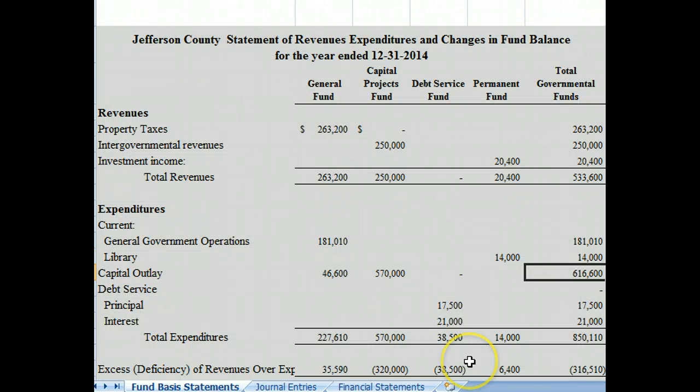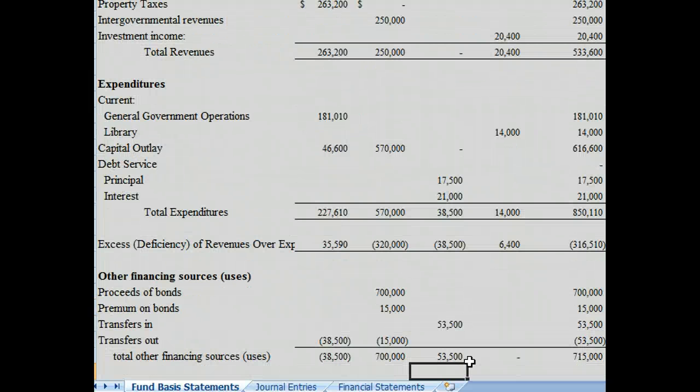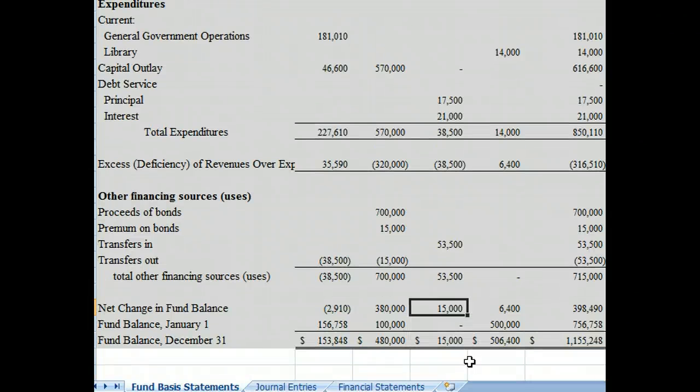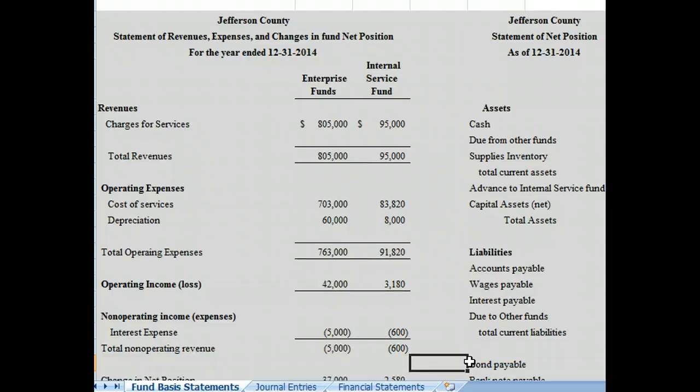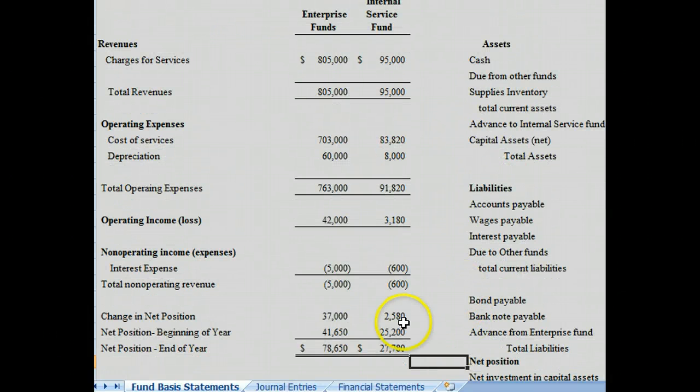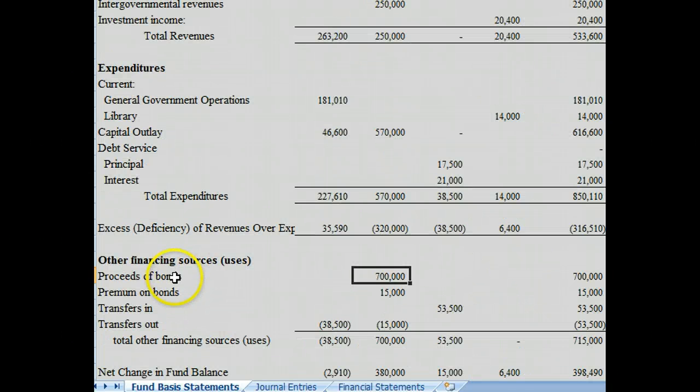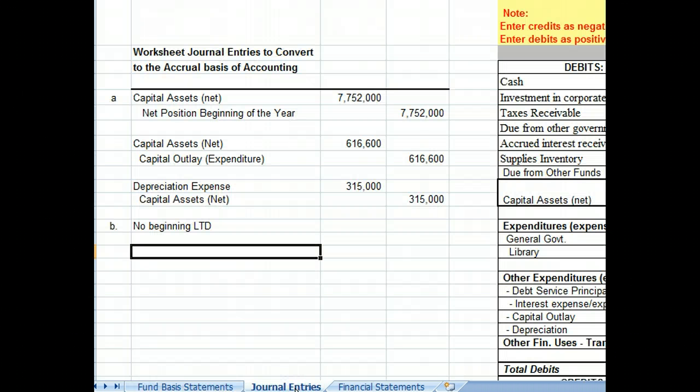So if we go back to our fund basis financial statements, okay, first you're going to see, and we're going to use this in a minute, in our debt service funds, you're going to see a principal payment, and you're also going to see, if we go on down to the position right here, okay, working back through here, we'll find the proceeds of the bonds, $700,000, premium on the bonds, $15,000, all part of the debt service fund. So we can find that under other financing sources. We also see the payment on principal. So let's go and record that.